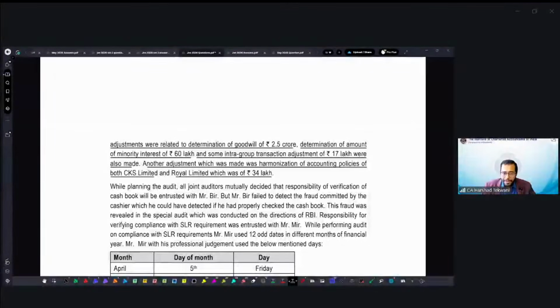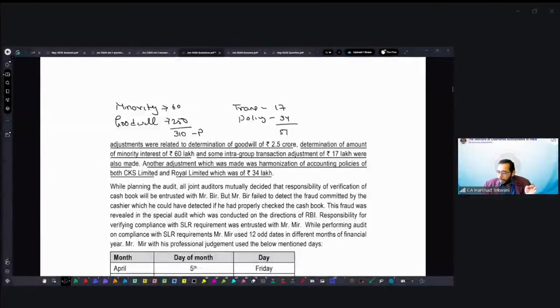So, in this particular scenario, whatever we have discussed, goodwill is basically a permanent one. Determination of the minority interest is a permanent one. Goodwill is given as 2.5 crore, so I have converted it into lakhs, which is 250 lakhs. Minority 60 lakhs, total 310. I can say it's a permanent one.